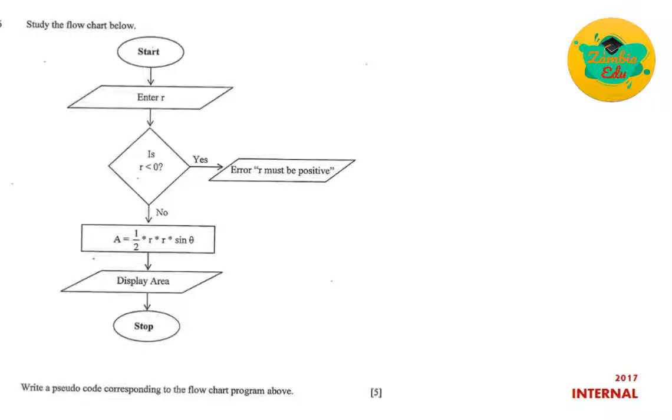It has start, then enter r. Is r less than 0? If yes, then it should display error, R must be positive. If no, then process area is equal to 1/2 times r times sine theta. Then display area, then stop. The question is, write the pseudo code corresponding to the flowchart above.